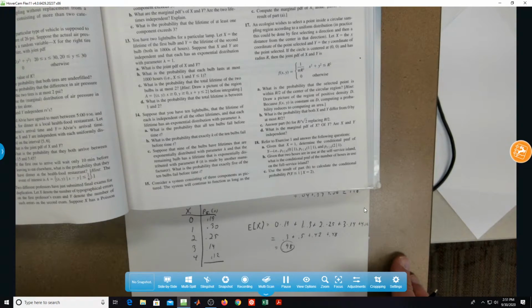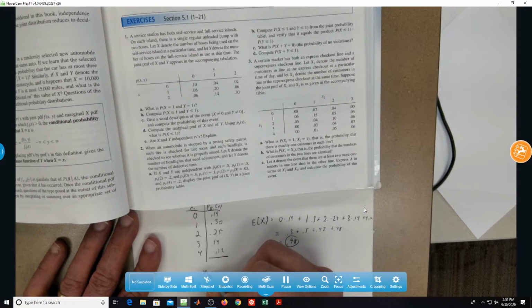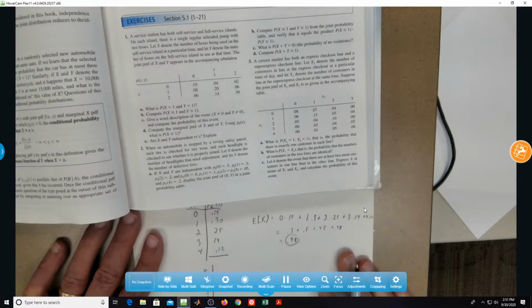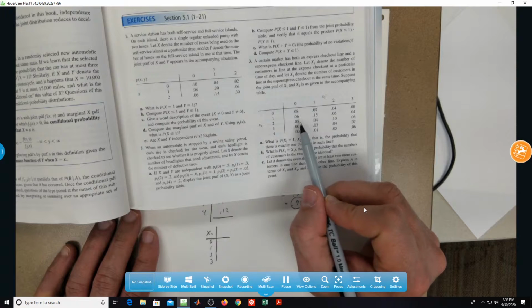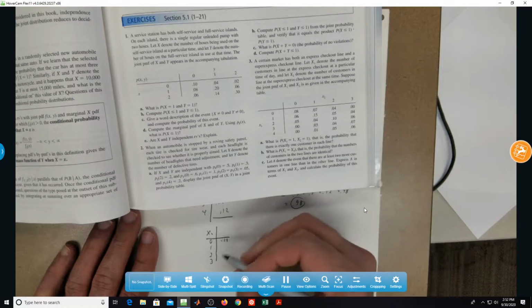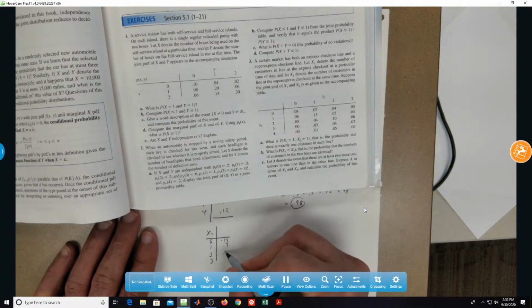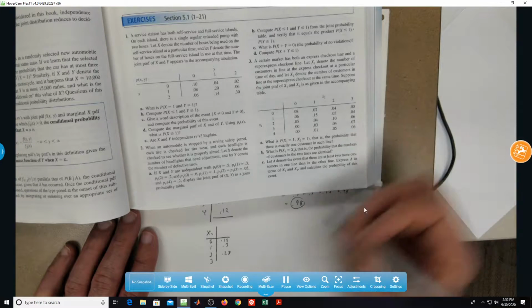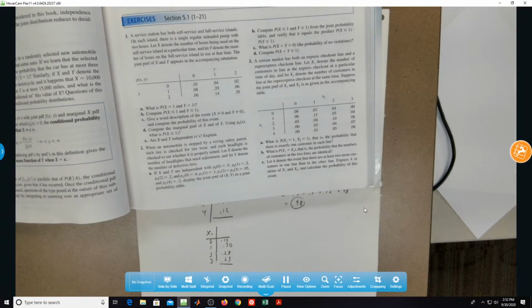Part 2, determine the marginal PMF of x2. So again, x2 would have 0, 1, 2, and 3. We keep x2 fixed and add up these numbers, 14, 19. x2 is 1, 22, 26, 29, 30. 19, 23, 28. And then 10, 23. And that looks to add up to 1.